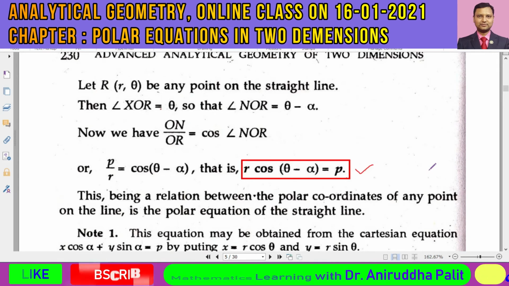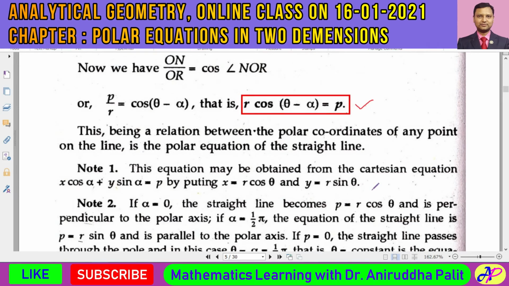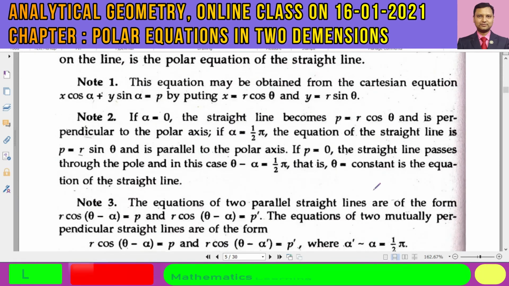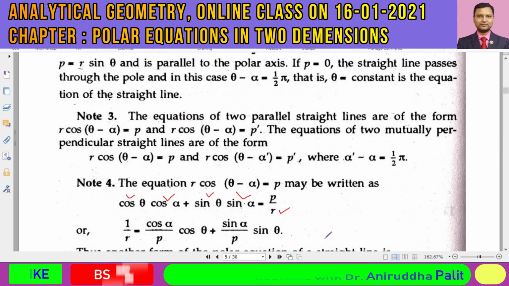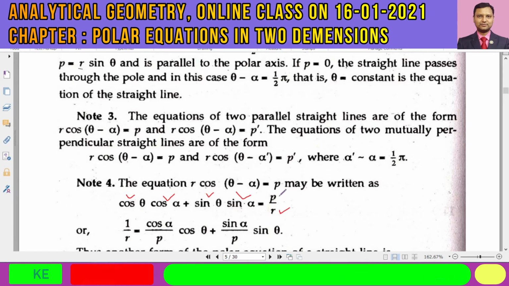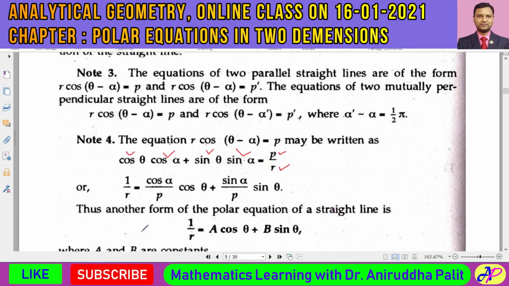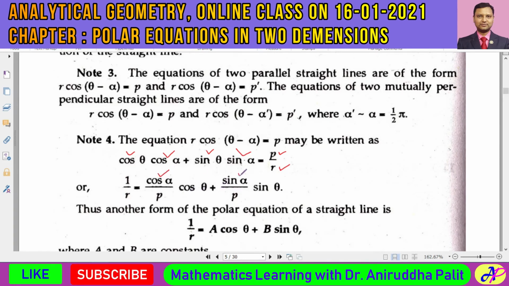So in this way we get the equation of a straight line. If you expand cos of theta minus alpha, you get cos theta cos alpha plus sin theta sin alpha, which is equal to p by r. If you divide this whole expression by the constant p, you get 1 by r equal to cos alpha divided by p plus sin alpha divided by p.